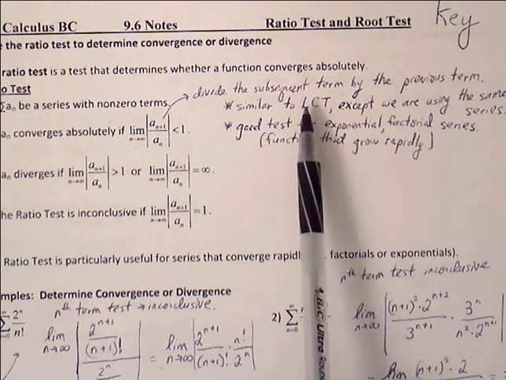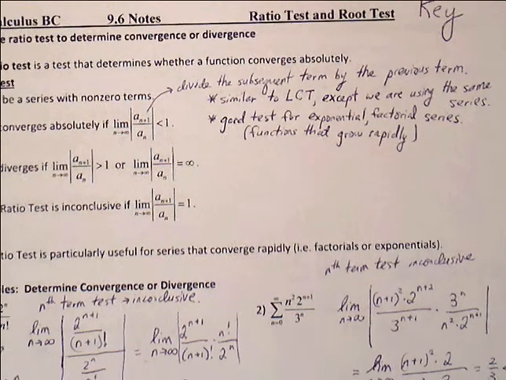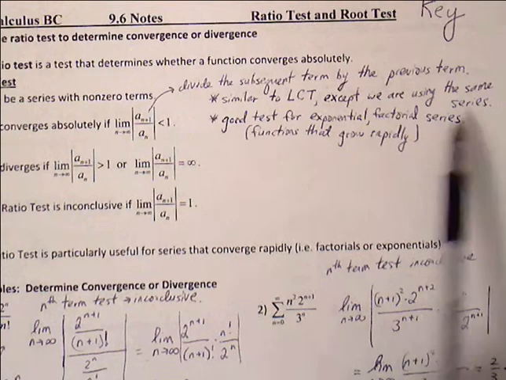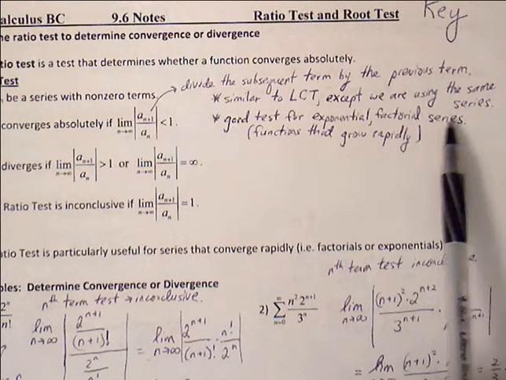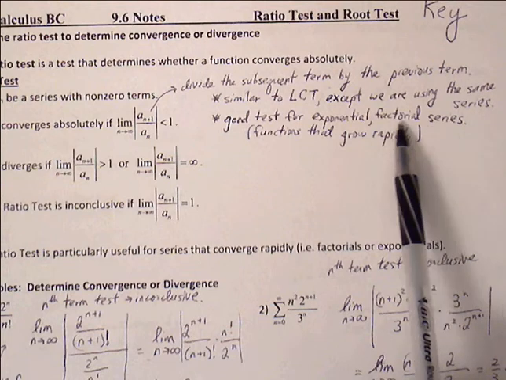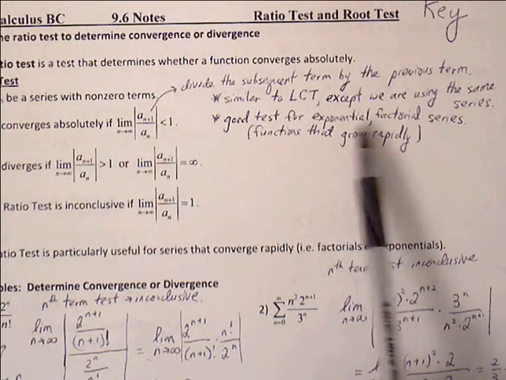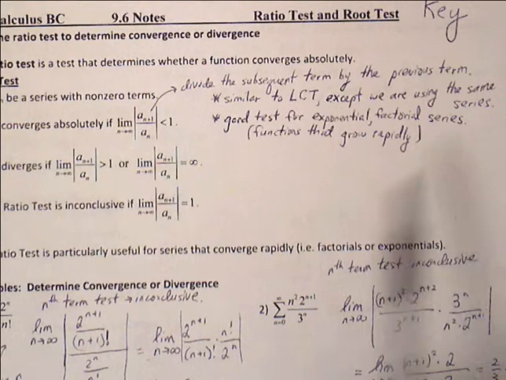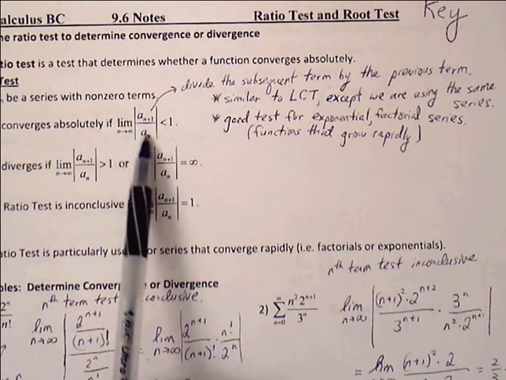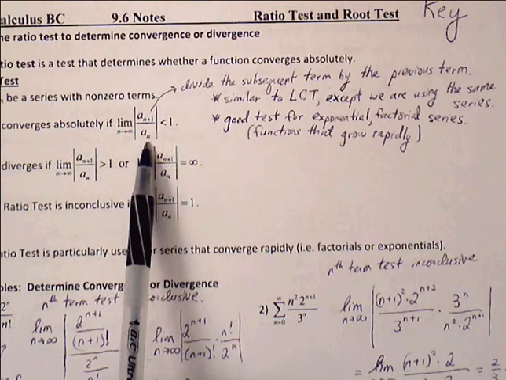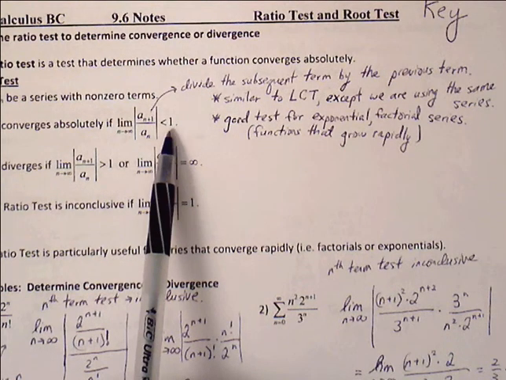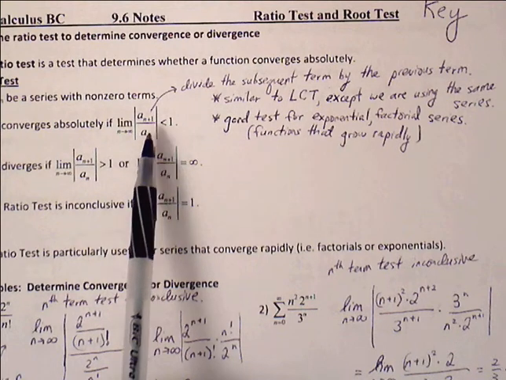So this is similar to the limit comparison test, except that we're using the same series. This is especially good for dealing with functions that grow at a very rapid pace, like the exponential or factorial series. So we take the ratio of the subsequent term divided by the previous term, and if the absolute value of that is less than 1, then we can say that the series will converge absolutely.